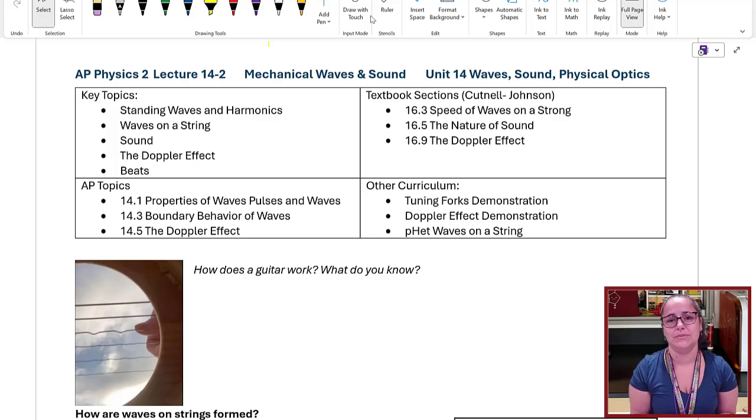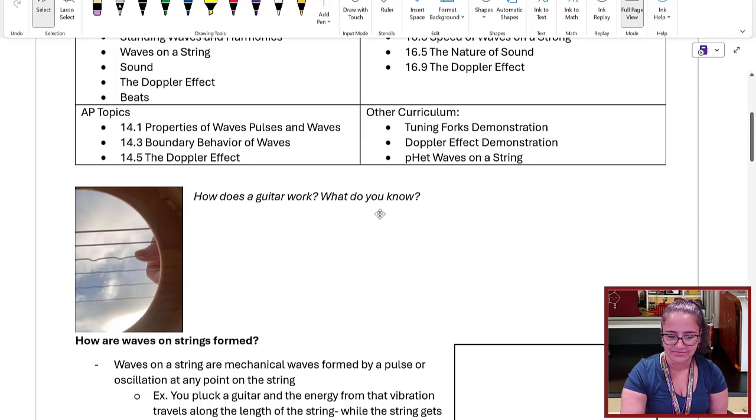In this lecture, we're going to be talking about both mechanical waves on a string and how they behave, getting into standing waves and harmonics. But then we're also going to be talking about sound and what sound is and how that works. So let's go ahead and get started.